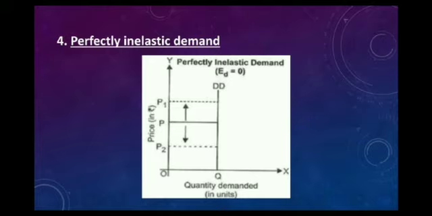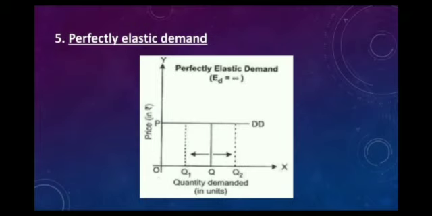Point number 5, that is perfectly elastic demand. Demand is perfectly elastic when change in quantity demanded does not lead to change in price. You see here in the diagram, OX axis measures quantity demanded and OY axis measures price. When the quantity demanded rises from Q to Q2 or declines from Q to Q1, but the price remains the same, which shows elasticity is equal to infinity.